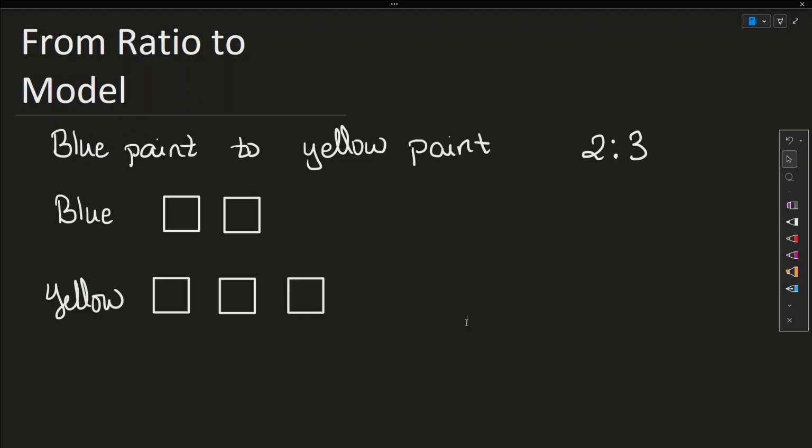To summarize, we draw the rows based on the ratio, decide what the rows represent, identify what's given, find the value of one square, and use this to find the answer.